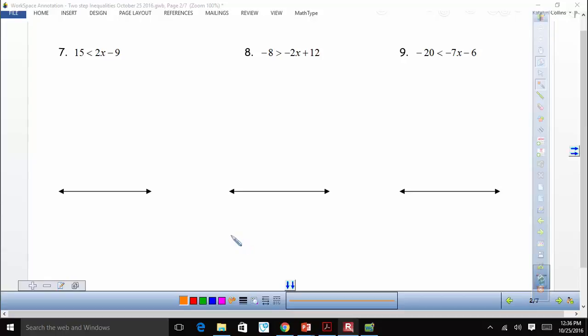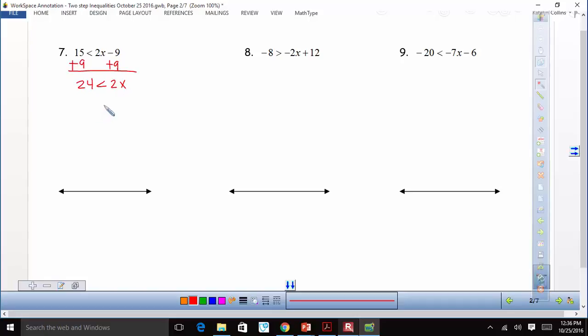It's on the opposite side. So it's on the right side. We really want x's on the left, so we're going to have to change this once we do it. Okay? So what would we do first to get x by itself here? You would have to add 9 to both sides. That would give me, yes, 24 is less than 2x.